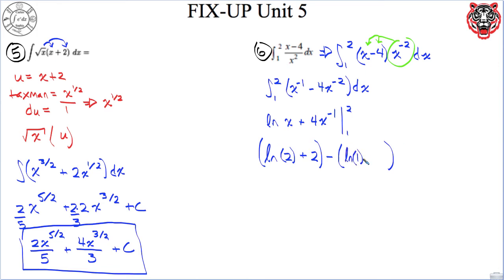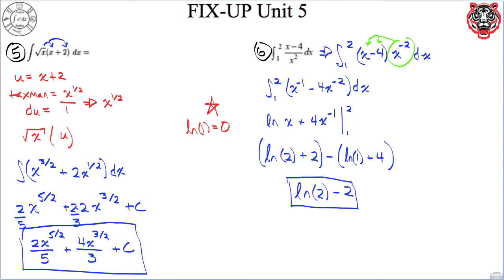Natural log of 1, and you should write a note here that the natural log of 1 is equal to 0, something that you just need to commit to memory. And then we also have, when I plug in 1, it's going to be 1 to the power of negative 1, which is just 1. 1 times 4 is 4, so plus 4. All right, and this is essentially saying natural log of 2 plus 2 minus 4, so it's going to be the final answer of natural log of 2 minus 2. Oh yeah, I was like, oh, did we forget our plus c? No, that's right, it's a definite integral.